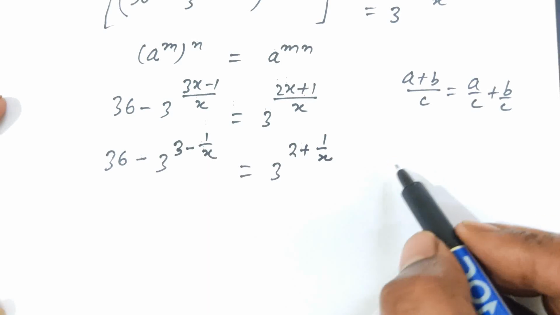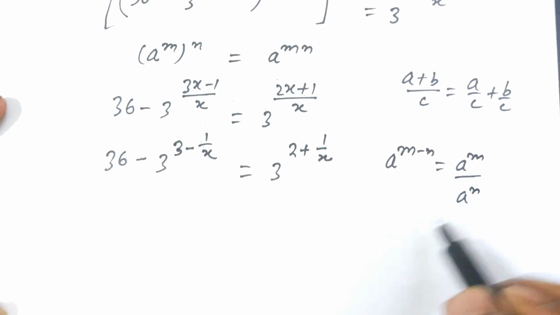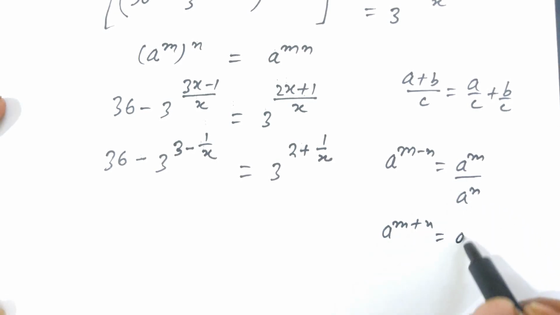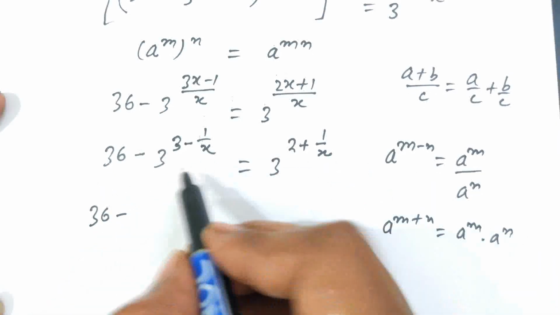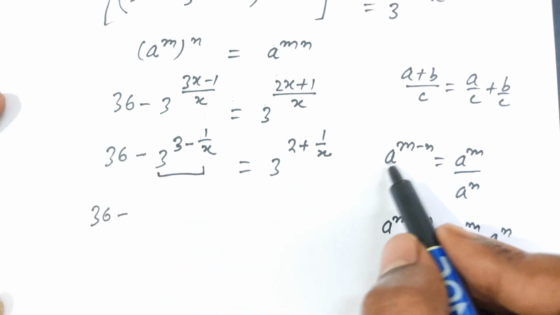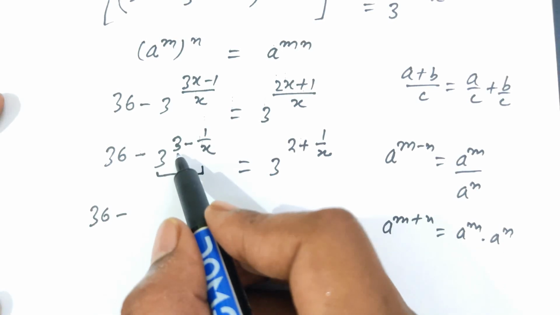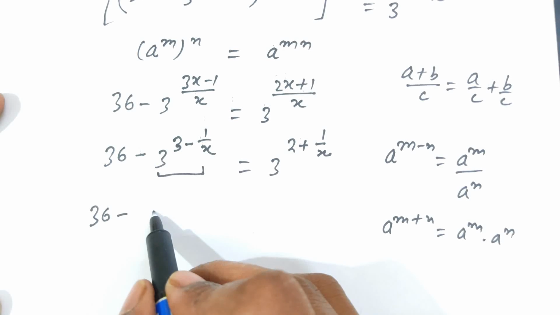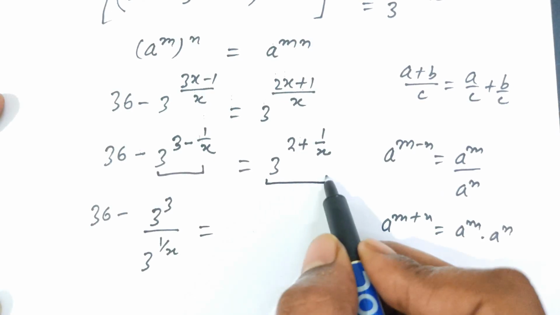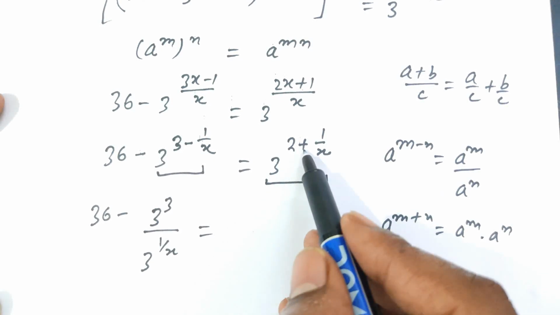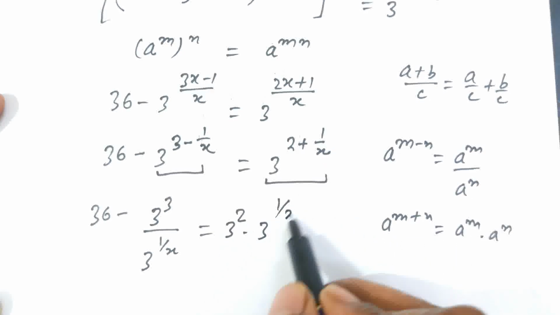Now we know that students, a power m minus n, this is equals to a power m divided by a power n, and a power m plus n, this is equals to a power m times a power n. Then in left hand side we have 36 minus, and here if we apply this rule, a power m minus n, this is equals to a power m divided by a power n, then 3 is a and this 3 is m and this 1 by x is n, then it means 3 power 3 divided by 3 power 1 by x, and this is equals to, and here we will apply this rule, a power m plus n, it means 3 power 2 times 3 power 1 by x.